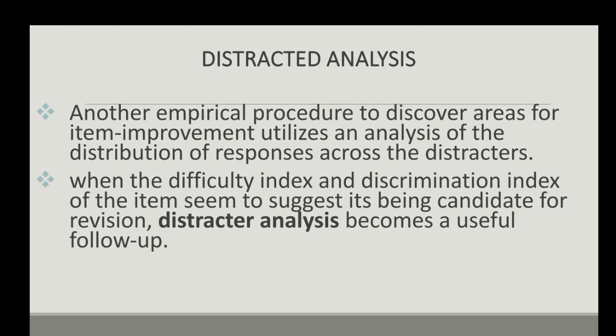Another empirical procedure to discover areas for item improvement utilizes an analysis of the distributions of responses across the distractors. Obviously, when the difficulty index and discrimination index of the item seem to suggest its being a candidate for revision, distractor analysis becomes a useful follow-up.